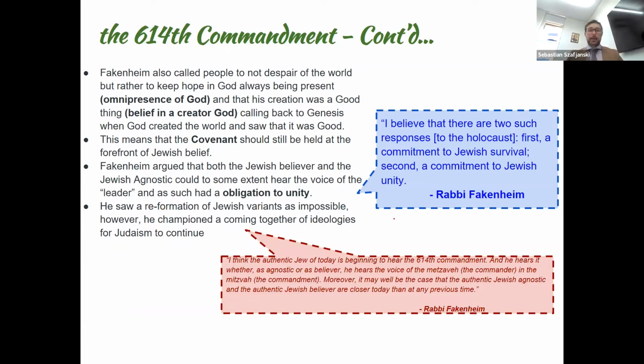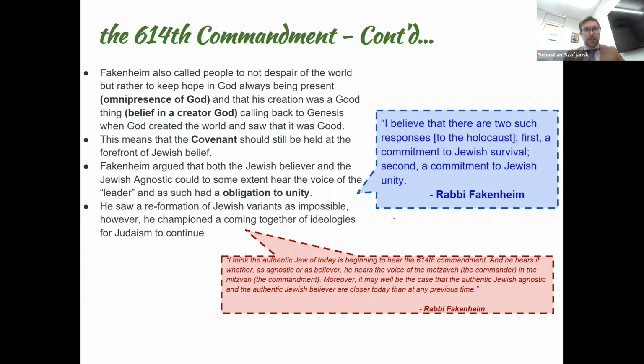And you can link that back to your preliminary study of the omnipresence of God, and then that his creation was good. Where do we see that his creation was good? We see that in that repetition of God saw it was good in Genesis. And that's linking back again to that belief in a creator God. This meant that the covenant should still be held at the forefront of Jewish beliefs.